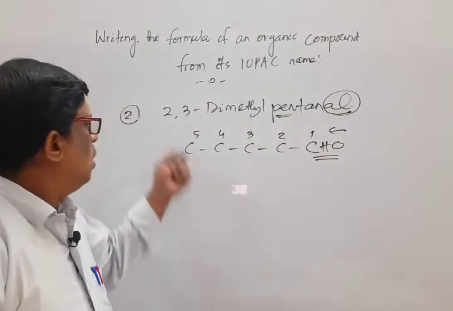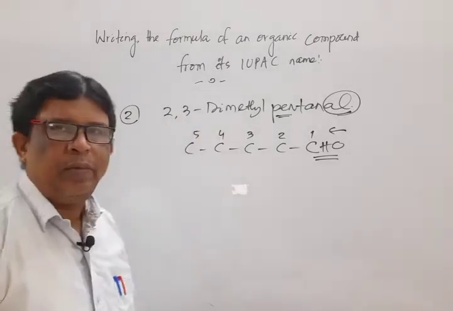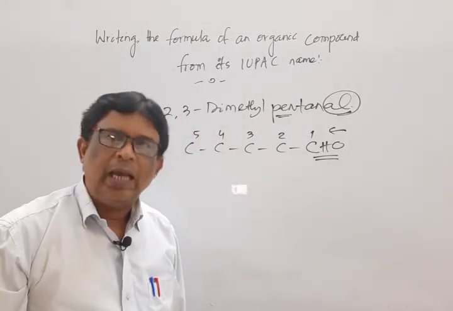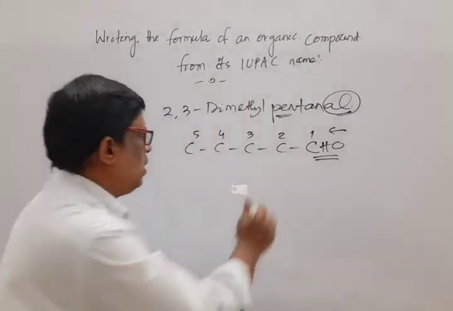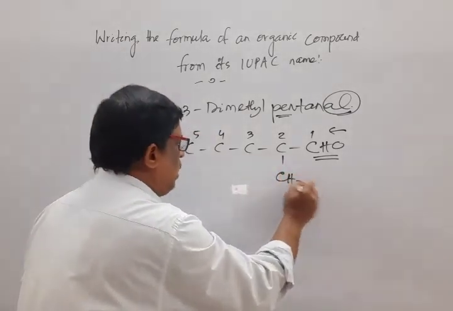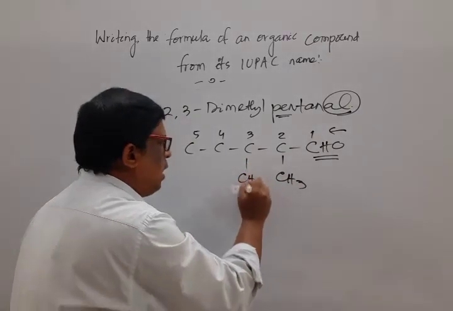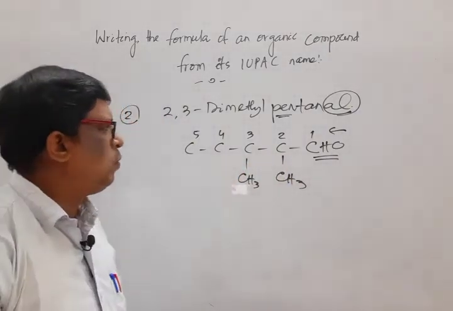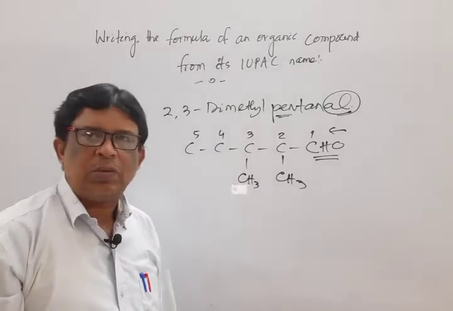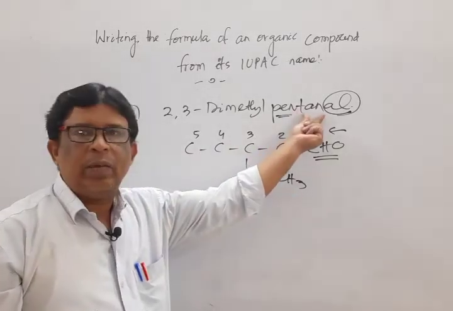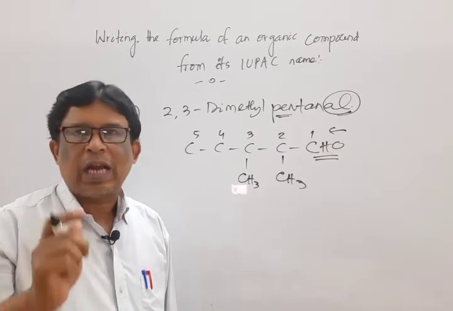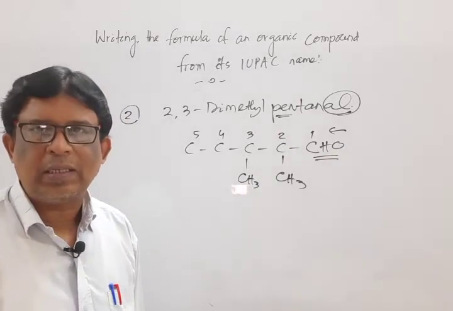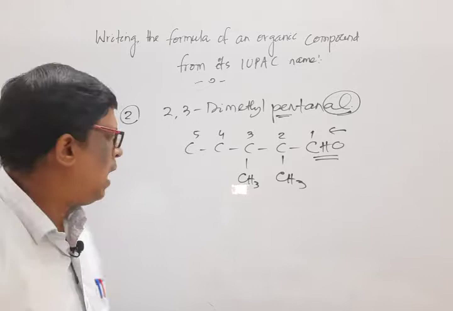Next, 2,3-dimethyl means 2 methyl are there, and the locant numbers are 2 and 3. At 2 position, 2 methyl groups are there. Mark that, no other substituent, and it is ANE, means single bond. Okay. Next, finally, in order to satisfy its tetracovalency, we have to insert the hydrogen.